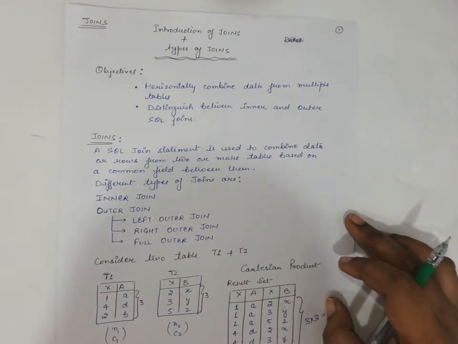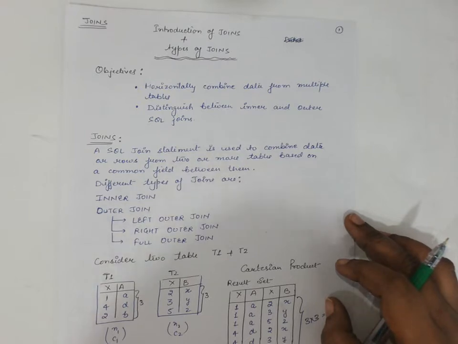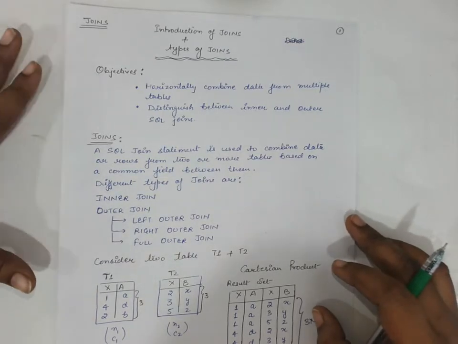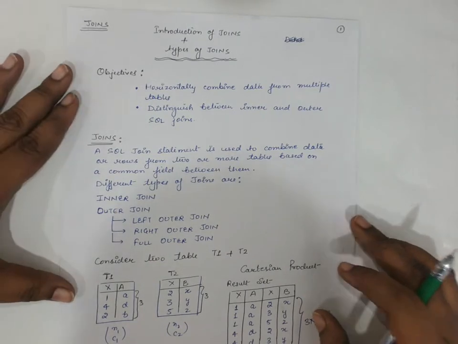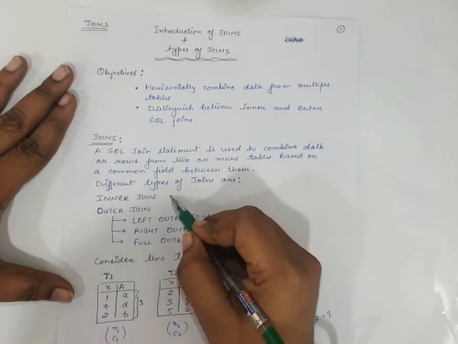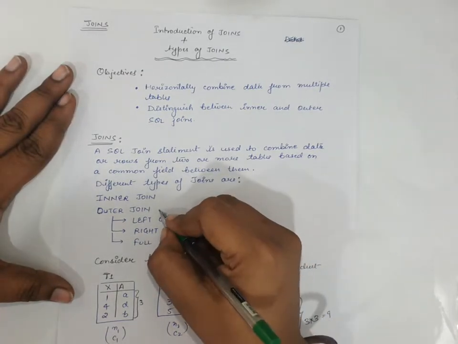Today we'll cover the introduction of joins and the types of joins in a database management system. The objective is how to do the horizontal combination of data from multiple tables and how to distinguish between inner and outer SQL joins. A SQL join is used to combine data from two or more tables. There are different types of joins: inner join and outer join.